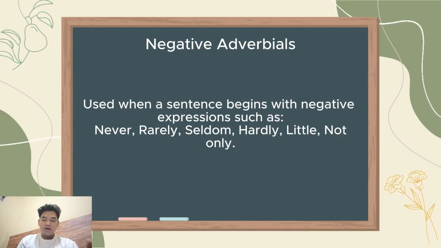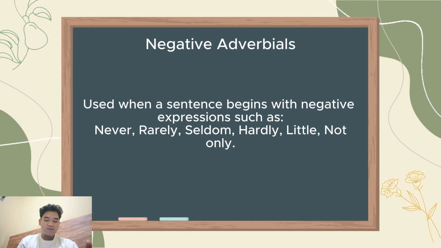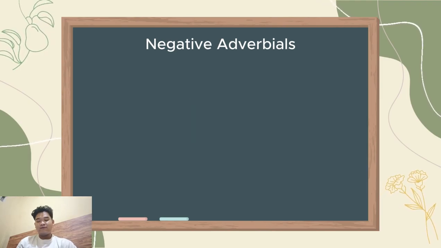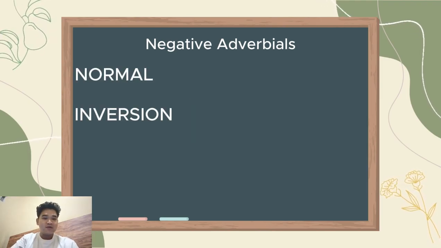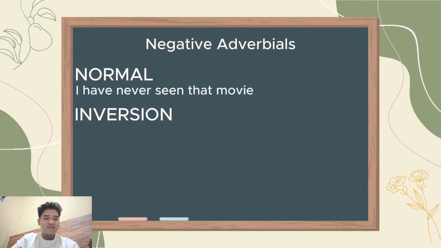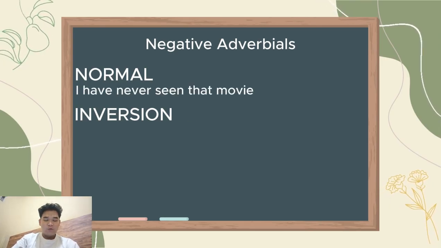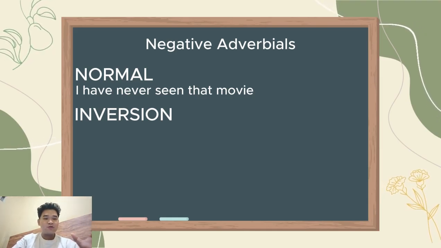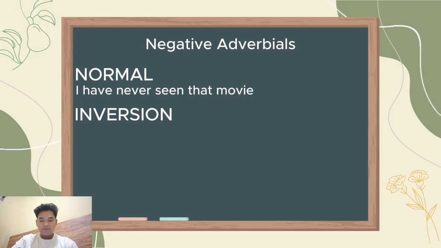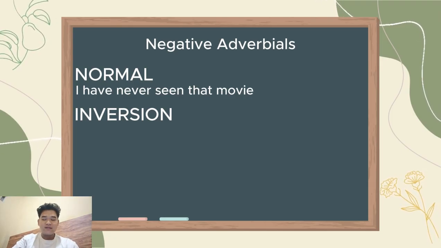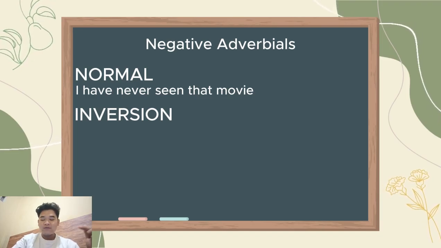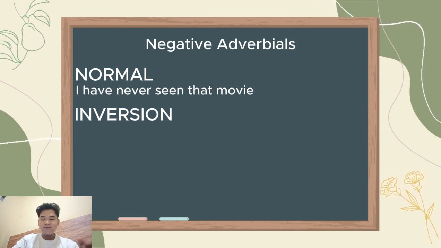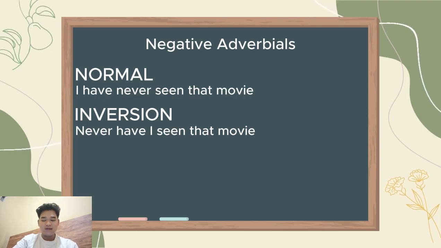Because in English, when a sentence starts with a negative element, the structure must change to create stronger emphasis. For example, in a normal sentence, we usually say, "I have never seen that movie." But when we want to put the negative element first, we have to make it an inversion. So from the normal sentence, "I have never seen that movie," we move the negative element, never, to the front. It becomes, "Never have I seen that movie."